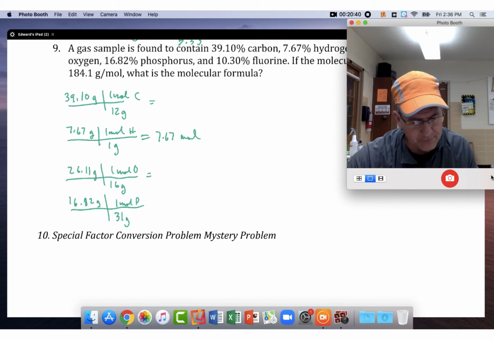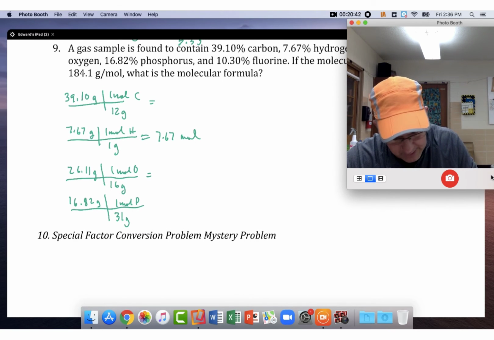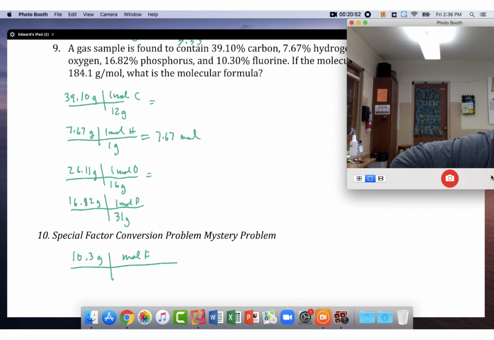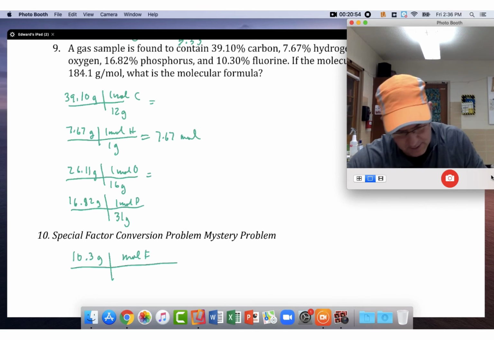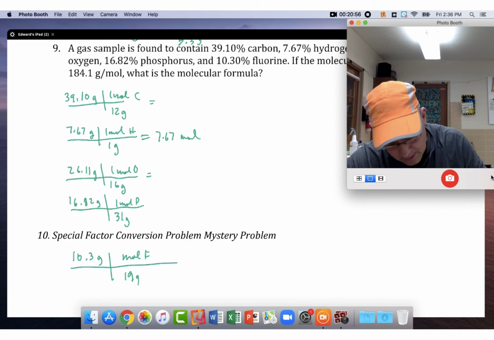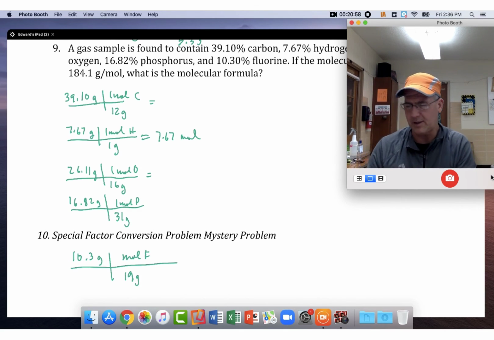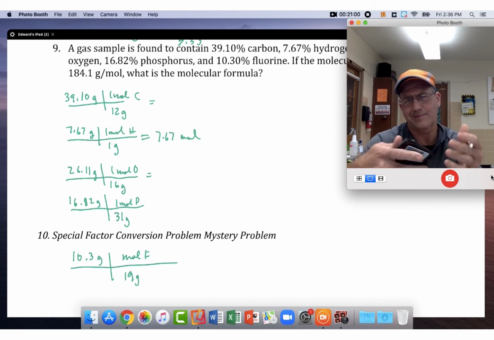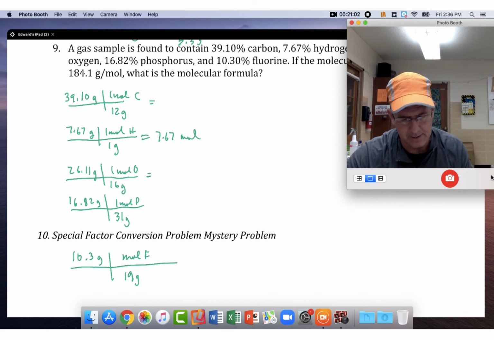And now we have fluorine, and fluorine has 10.3 grams on top, 1 mole of fluorine, and then the mass of that was 19, right? Yep, 19. All right, I have a little bit of math to do. Give me a few seconds. I can do it faster if I don't talk about it.